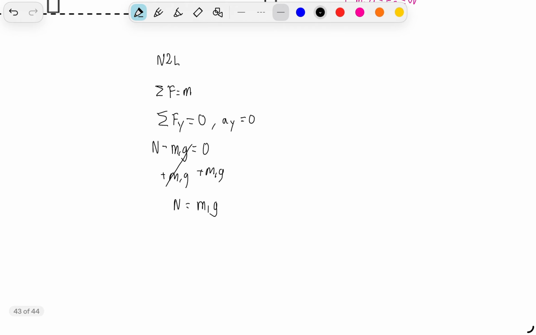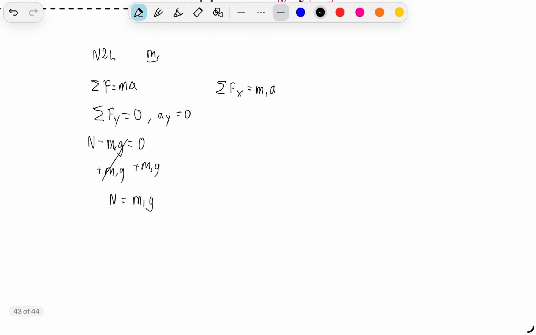Now we can look at our horizontal direction. This is all for m1, by the way. In the horizontal direction, the horizontal forces will equal m1 times a. Because in the horizontal direction all we have is the tension force, which is in our positive direction, what we defined as our direction of acceleration, that is equal to m1a. That's going to be the equation for the cart.